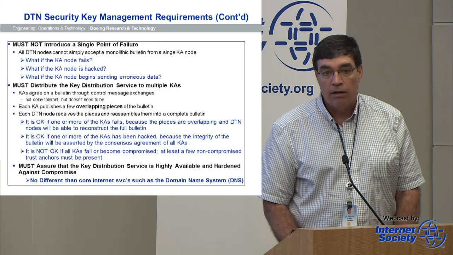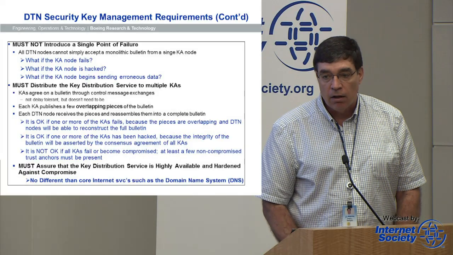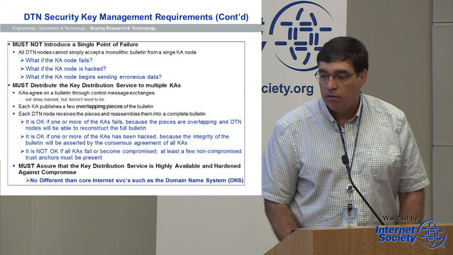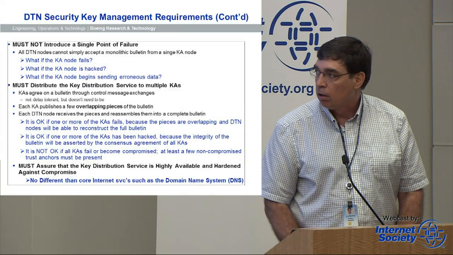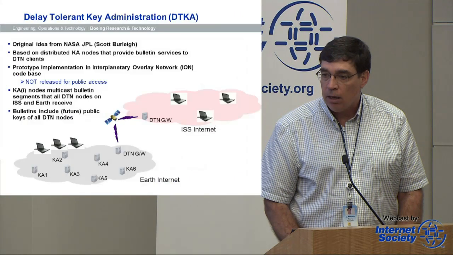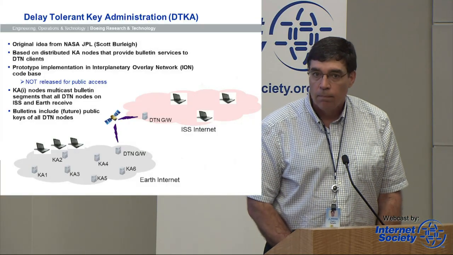Things like online certificate authorities, the DTN, the domain name system itself is another example of critical infrastructure that has the same kind of characteristics that we're looking for of the key authorities. Next chart.